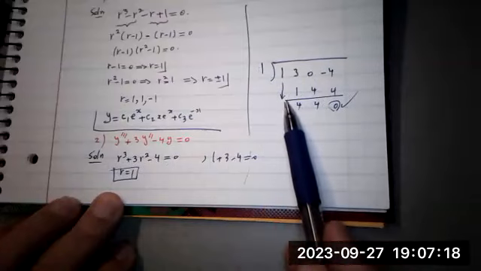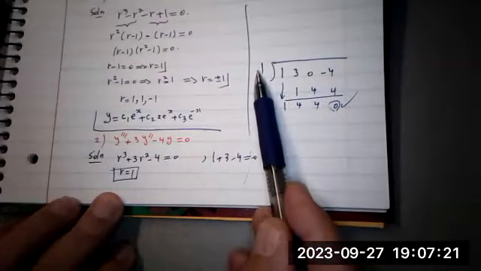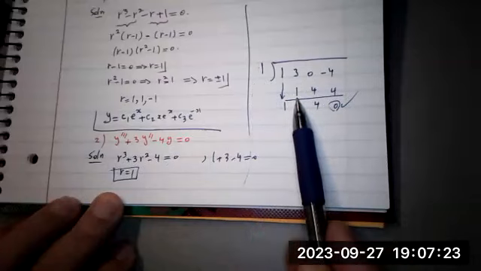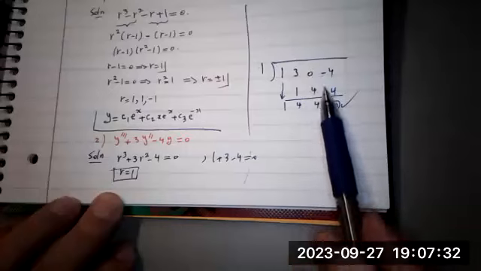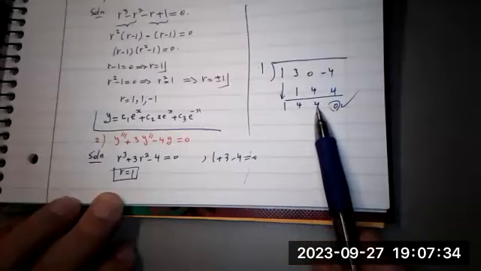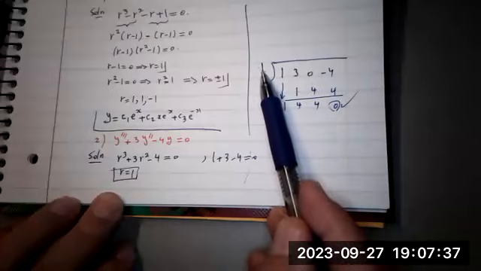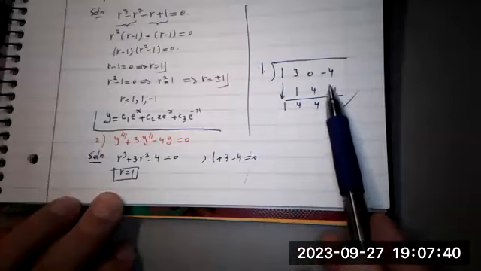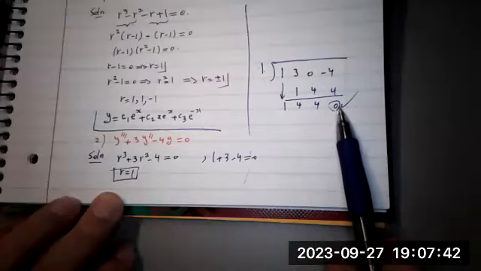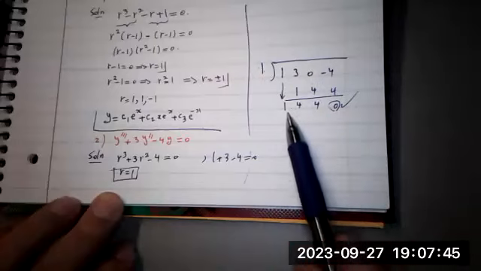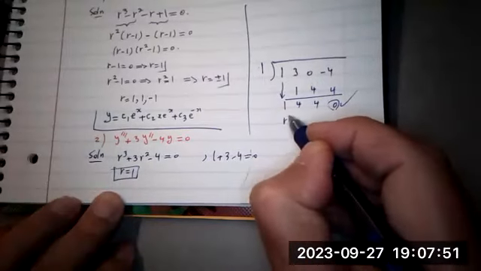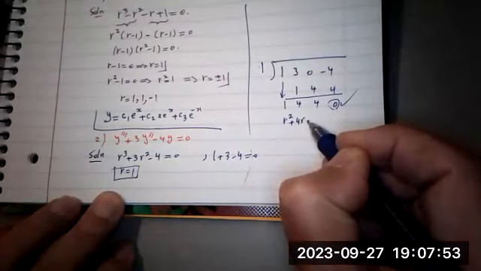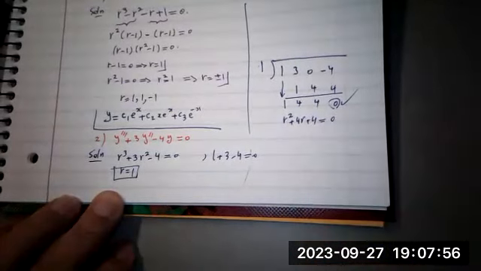Then you multiply, you put a line here, and you start multiplying. 1 times 1 is 1. So 3 plus 1 would be 4. Then you repeat it. 1 times 4 is 4. 4 and 0 is 4. 1 times 4 is 4. -4 and 4 is 0. This is the remainder, and this is the quotient, the result. So you start with r squared: 1r squared plus 4r plus 4 equals 0. That would be the leftover.